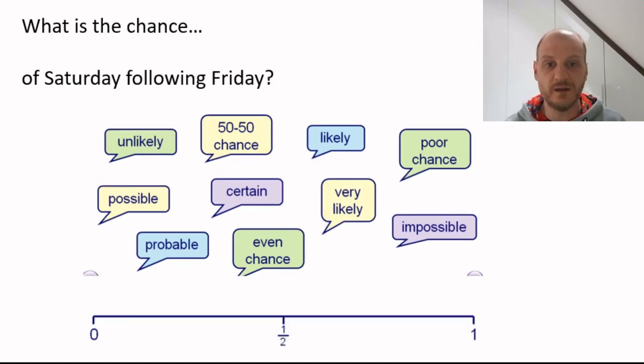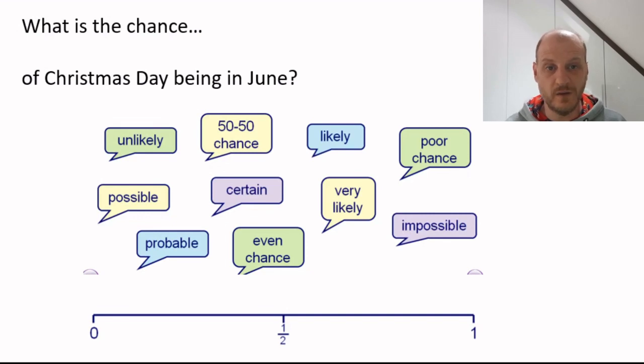If we have a look at these specifically, we've got one here: what is the chance of Saturday following Friday? Well, that's definitely going to happen. Saturday always comes after Friday, so we can mark that with a cross at 1, and we would say that is certain. The reason we mark it at 1 is that if something has a probability of 1, then it's definitely guaranteed to happen. If we have a look at this one, what is the chance of Christmas Day being in June? Well, that's not going to happen, is it? Christmas Day is always in December, so we would say that is impossible, and we would mark that with a cross at 0, because 0 means it's definitely not going to happen.